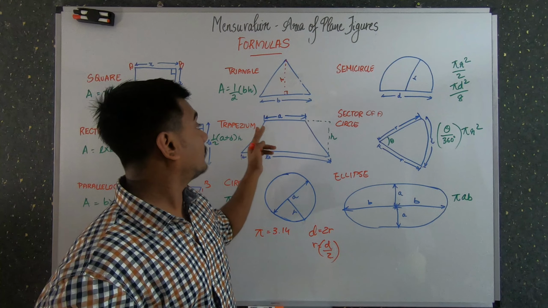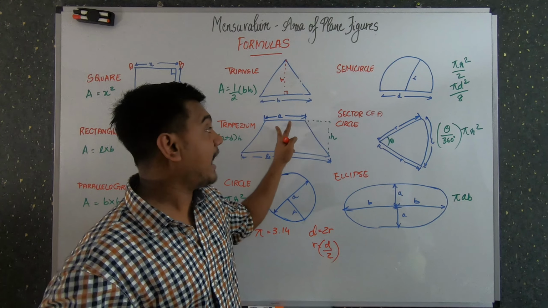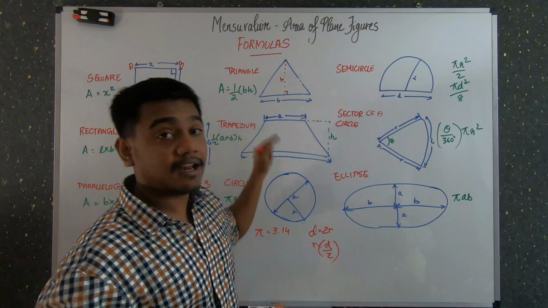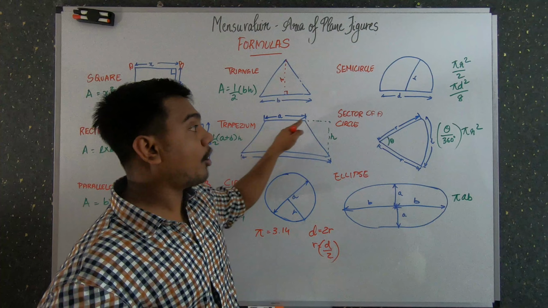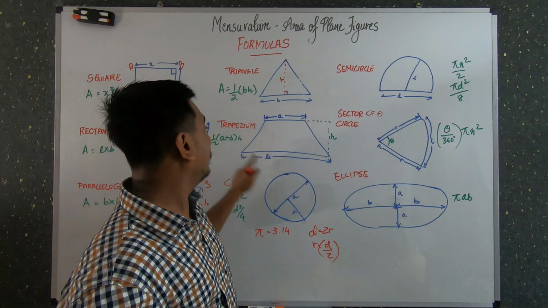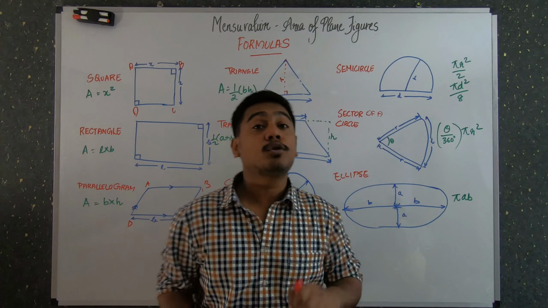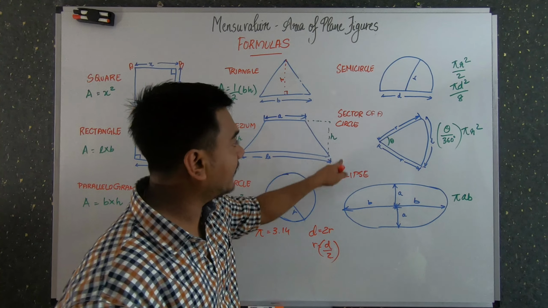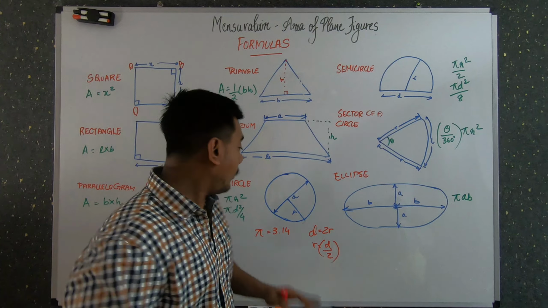Now for a trapezium, you know that it has unequal sides and these sides are parallel, but they are unequal, meaning they are of different lengths. So for parallel sides a and b, you take the area as half into (a plus b) into h, where h is again the vertical height.